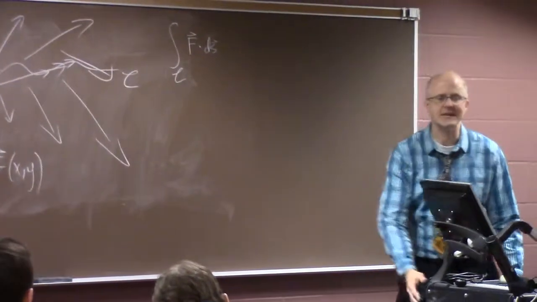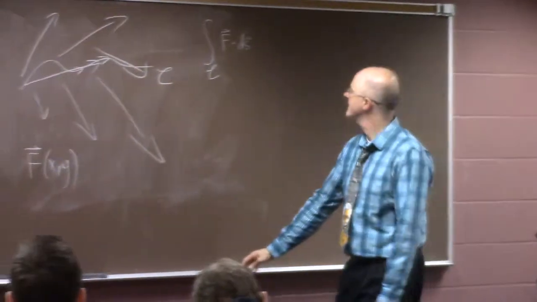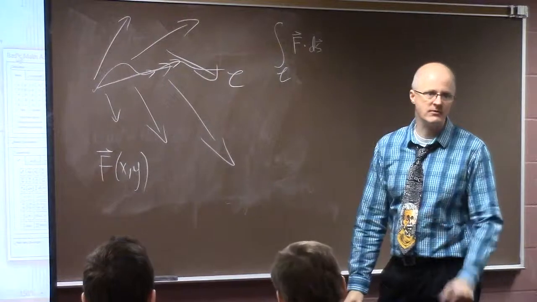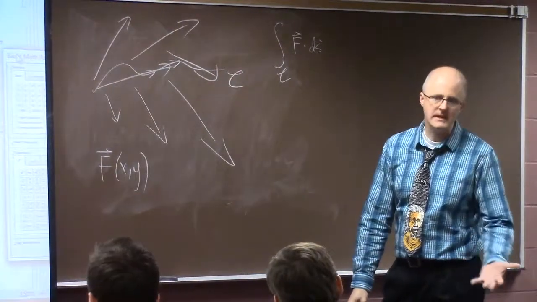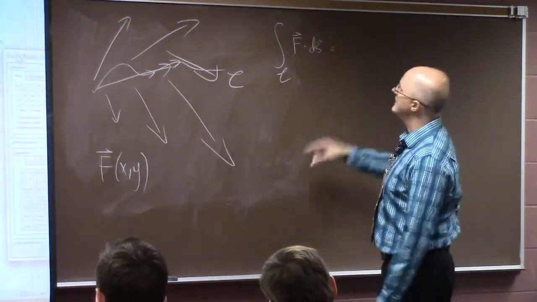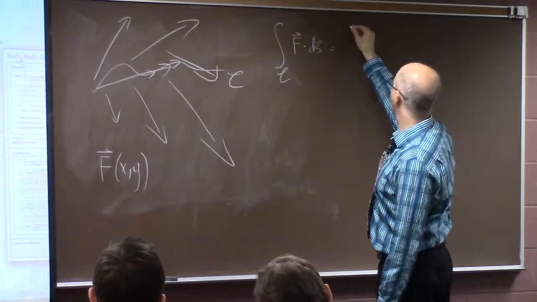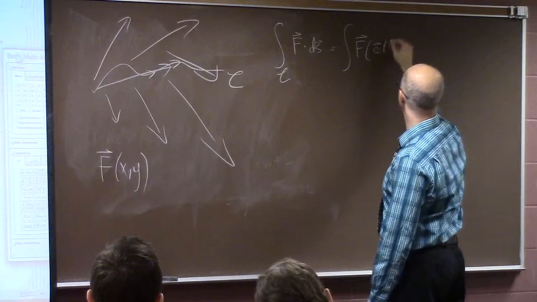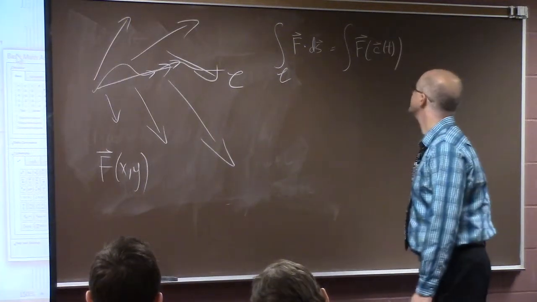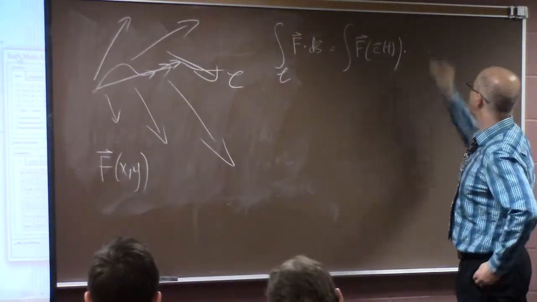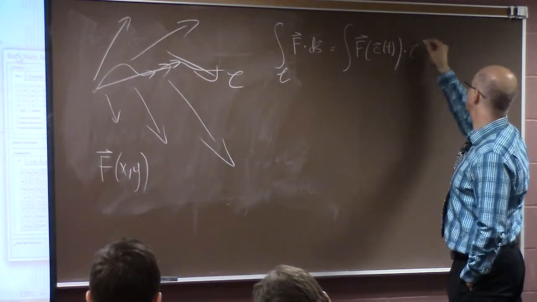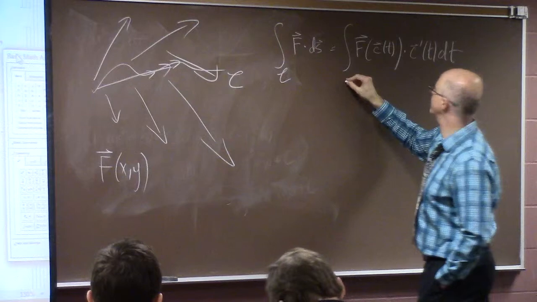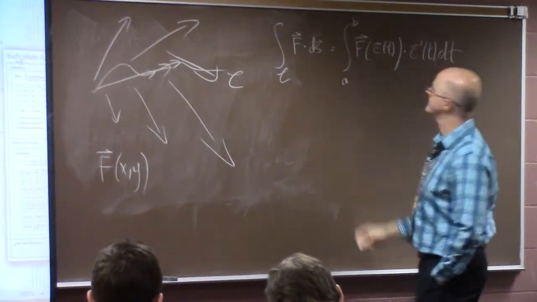How do you actually calculate this now? Well, I'll just tell you the answer, and then on Monday we'll talk about intuitively why it works and what it means. You parameterize C, just like before. You plug the parameterization into the vector field. You dot this with the velocity vector, and that's the thing that gets integrated from A to B.